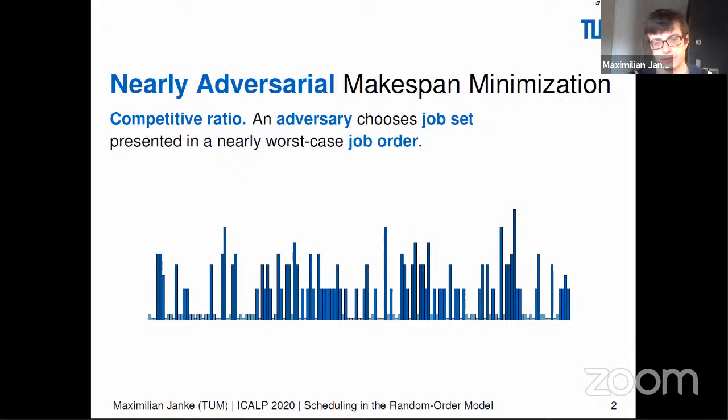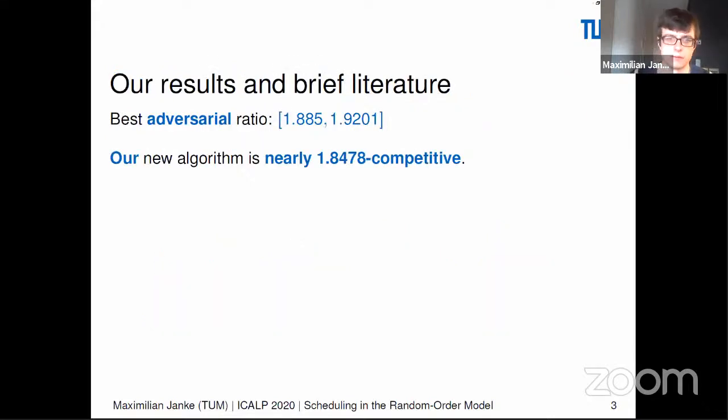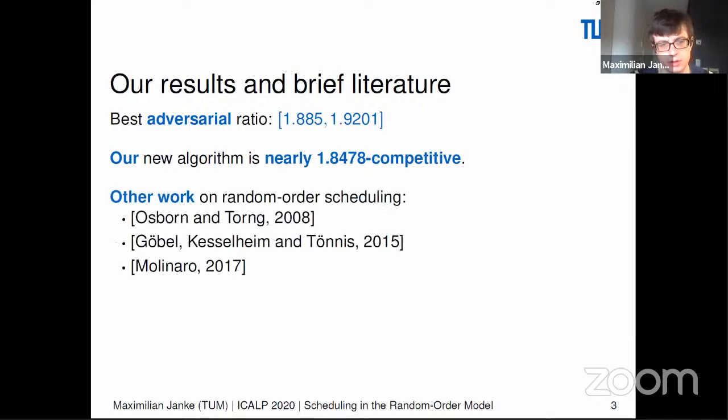Now, what are our results? For comparison, in the adversarial model, the best competitive ratio lies between the interval 1.88 and 1.92. These are the upper and lower bounds known. And we vastly outperform this by giving an algorithm which for our nearly adversarial model is 1.8478 competitive. And of course, we hope that this will spark more research on scheduling, because compared to other online algorithms, it's not that well researched on a random order arrival. So far, we are only aware of 3 works discussing it.